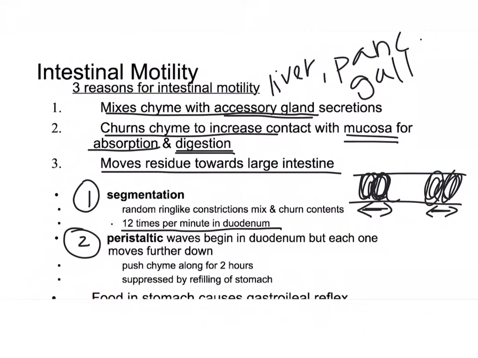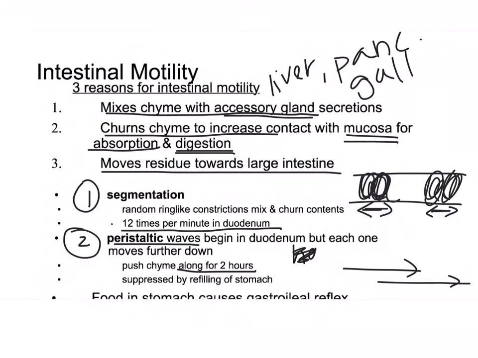Peristaltic waves, that's when we're moving it in one direction. So it pushes the chyme along, and they say it takes 2 hours. So it pushes it through. They usually go through these haustral segments.